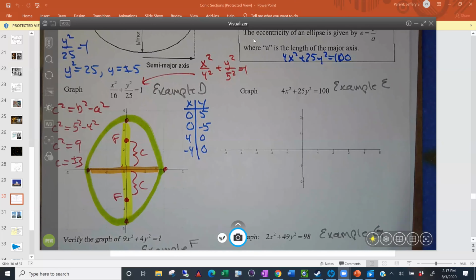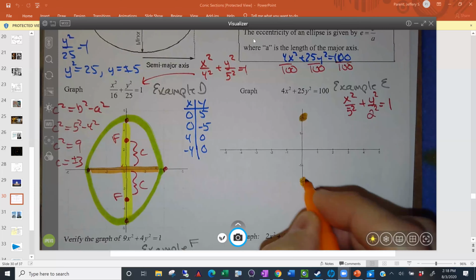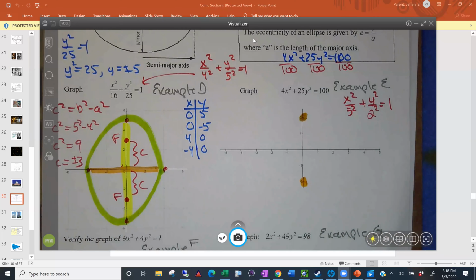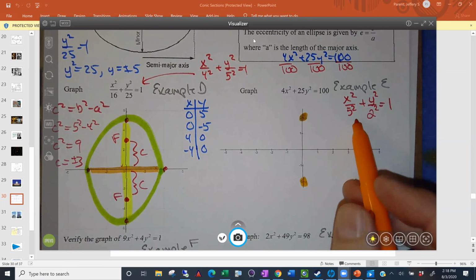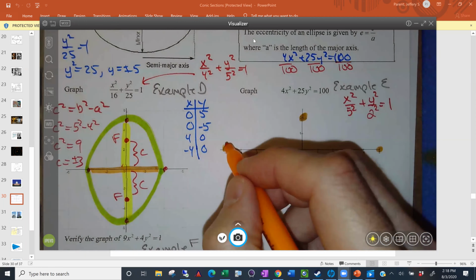So nice. With this, you should be able to easily plot some points. So how would that look? Well, in the y direction, go up 2 and down 2. So let me put a couple points there. Up 2 and down 2. And then in the x direction, to the left 5 and to the right 5. So now it's time to play connect the dots.